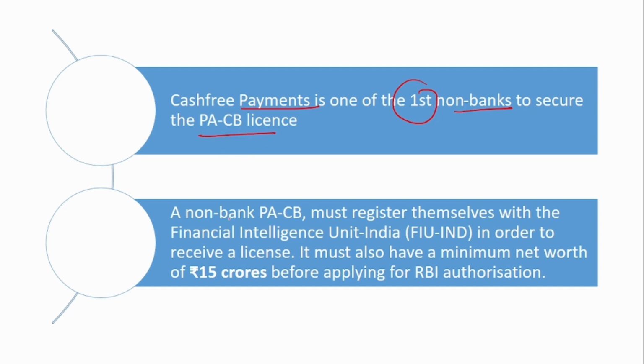And for a non-bank PA-CB, first it has to register themselves with the Financial Intelligence Unit India. So FIU-IND, it has to register with the FIU-IND, and then it has to make sure that it has a minimum net worth of 15 crore. Then only it can apply for the RBI authorization. So first you have to register with the Financial Intelligence Unit, and then you have to make sure that you have a minimum net worth of 15 crores and then apply for the RBI approval.